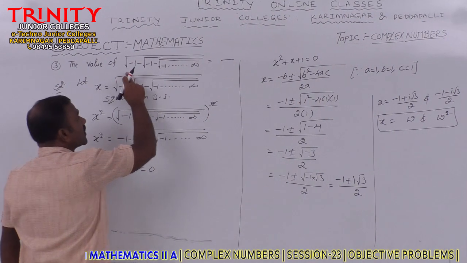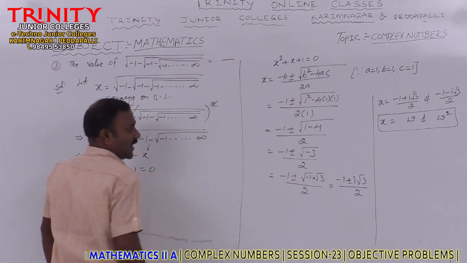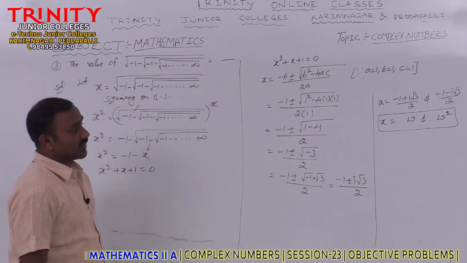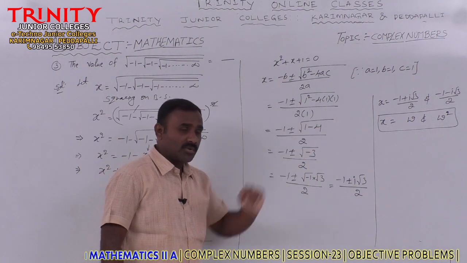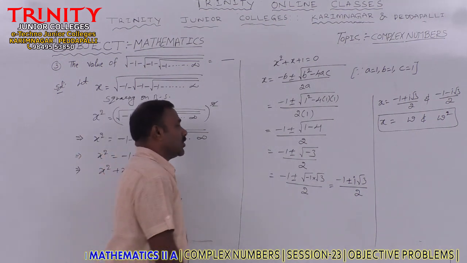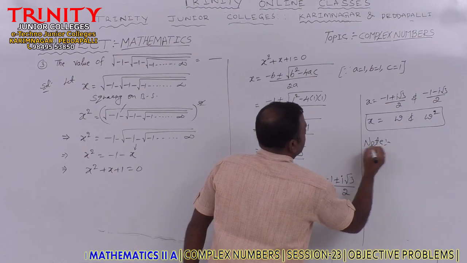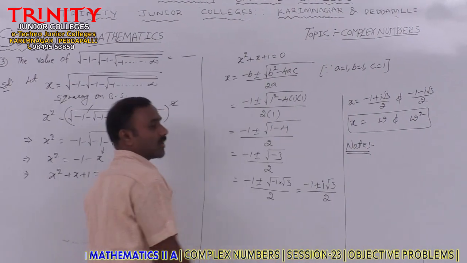Means the values of this are omega and omega square, where omega value is minus 1 plus i root 3 by 2 and omega square value is minus 1 minus i root 3 by 2. Okay, here I want to give you one shortcut form, some important note from this problem.